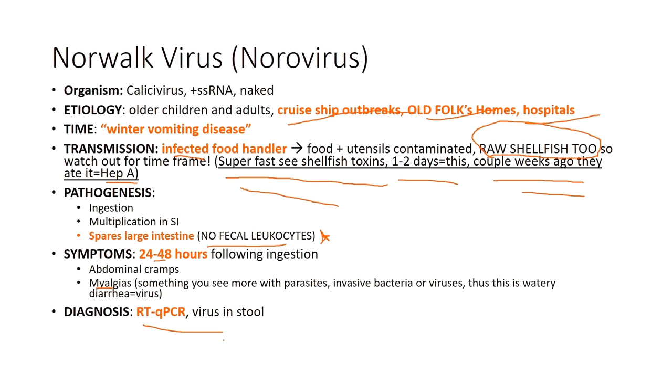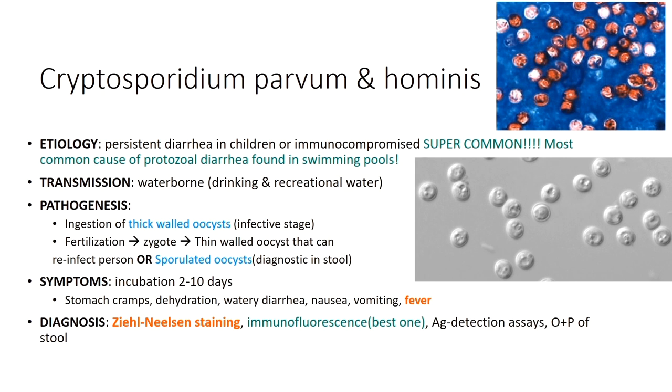All right, so Cryptosporidium parvum and hominis. This is persistent diarrhea, so now we're getting into some of our persistent diarrheas. And it's usually occurring in children or immunocompromised. It's super common in children, and it's actually the most common protozoal diarrhea disease in children. In swimming pools. Okay, so associate those together.